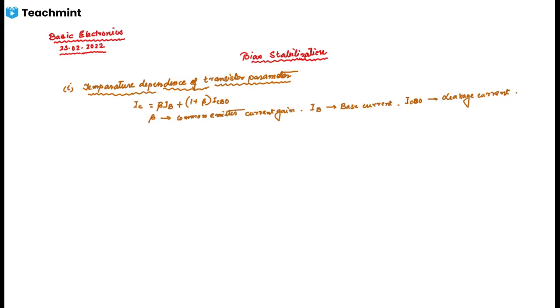So these three variables are strongly temperature dependent. Hence, with the increase in temperature, if any of these parameters changes, then the collector current changes, and so the operating point is shifted to another region.